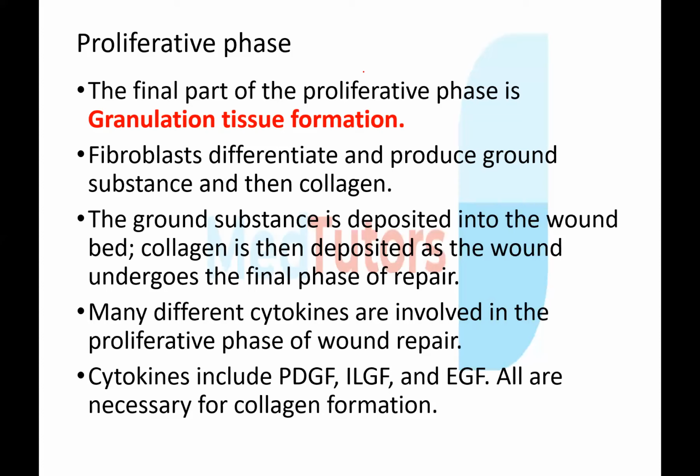We mentioned that it is the fibroblasts that deposit collagen. Fibroblasts differentiate and produce ground substance and then collagen. The ground substance is deposited into the wound bed. The collagen is then deposited as the wound undergoes the final phase of repair. Many different cytokines are involved in the proliferative phase of wound repair. You can see all these mediators are persistently present throughout the process of healing.